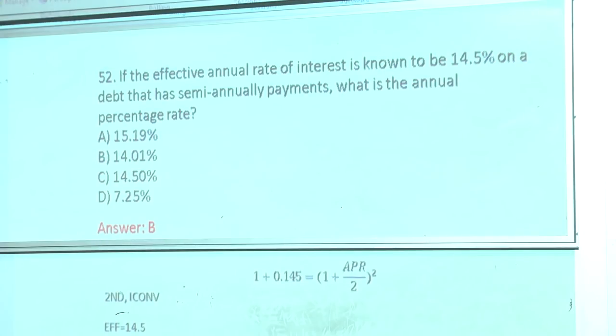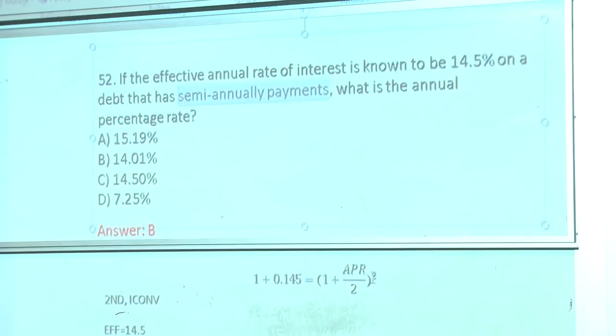All right. The APR and the EAR: you are applying this formula, right? 1 plus EAR is equal to 1 plus APR divided by m, which is the compounding frequency, to the power of m.